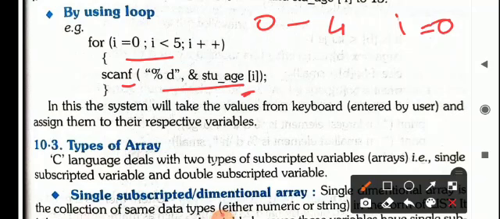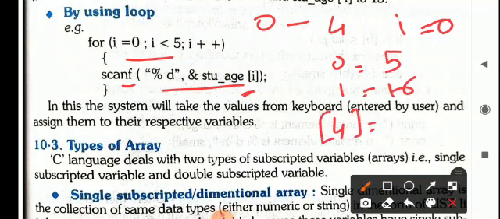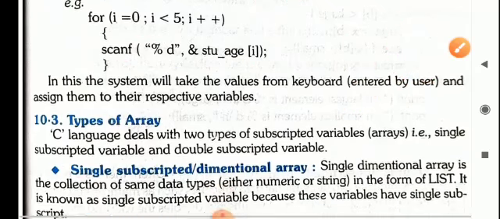For example, I's value is 0. So at the 0th index number, suppose the user has given 5, 5 will be stored. At index number 1, suppose the user has given 16, so 16 will be stored. This way it will carry on till stu age in square bracket 4, suppose the user has given 70, so 70 will be the value at index 4. That means each time the values will not be overwritten. So this is how it is done.